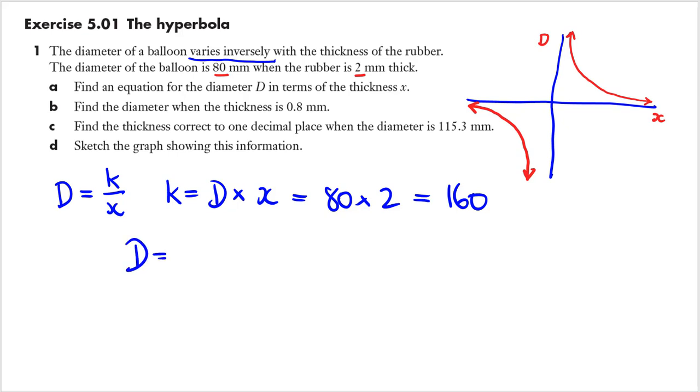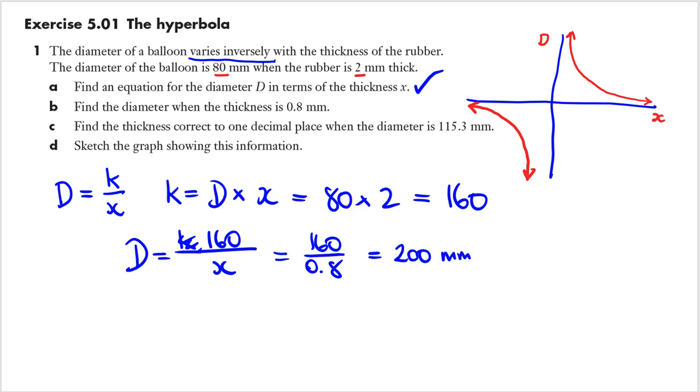So for the rest of this question, we're going to use d equals 160 over x to answer any of the other questions. So that's question A done. Question B, find the diameter when the thickness is 0.8. So all we're doing is substituting 0.8 into that formula for part B, and if you chuck that into your calculator, you should get 200mm as the diameter.